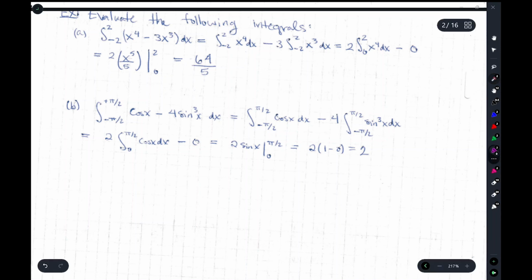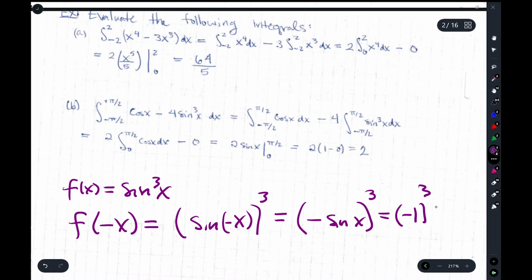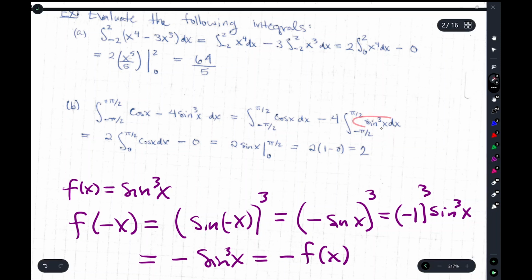Well, here, rather than mental gymnastics, let's actually just go ahead and calculate it. If f of x is equal to sine cubed x, well then f of negative x is equal to sine of negative x cubed, which is equal to negative sine of x cubed. Again, sine of x is an odd function. And this will give us negative 1 cubed sine cubed x. Well, negative 1 cubed is just negative 1. So we'll get negative sine cubed of x, and that means that we get negative f of x. And that's exactly the definition of an odd function. And so this is odd.